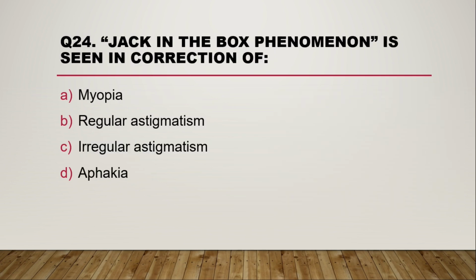Next question. Question number 24. Jack in the box phenomenon is seen in correction of: option A, myopia; option B, regular astigmatism; option C, irregular astigmatism; and option D, aphakia. So the correct answer here is aphakia.